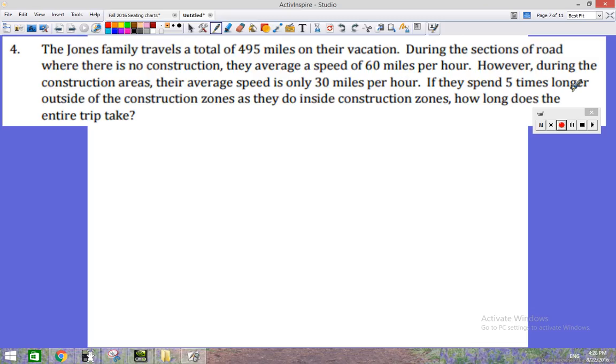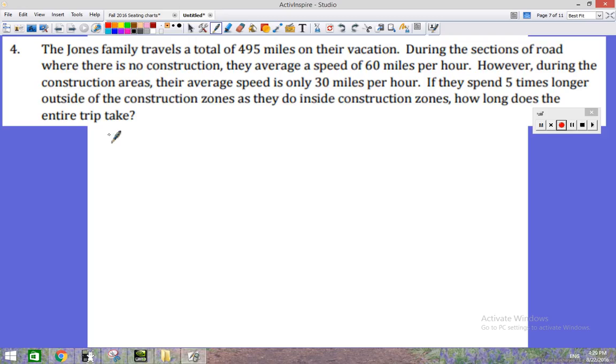They spend 5 times longer outside of the construction. So even though 30 miles per hour is the rate, and you're going a lot slower than when you're double your speed outside the construction zone, you spent a longer amount of time, in fact 5 times longer, outside of the zones. That's good. How long does it take for the entire trip? So how much time does it take you to travel the 495 miles?